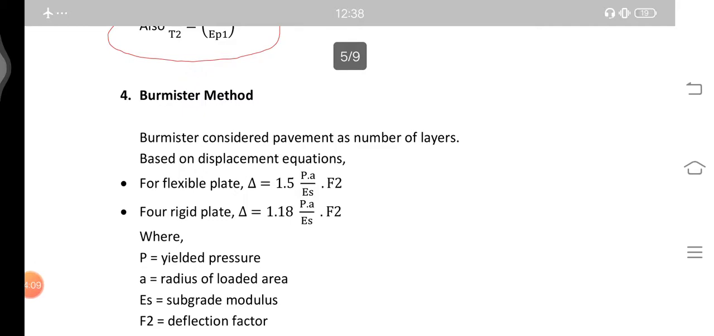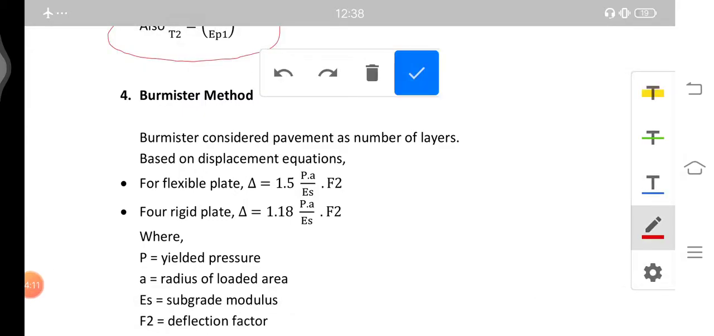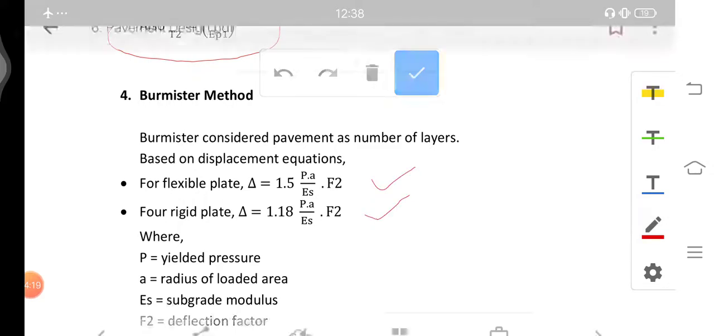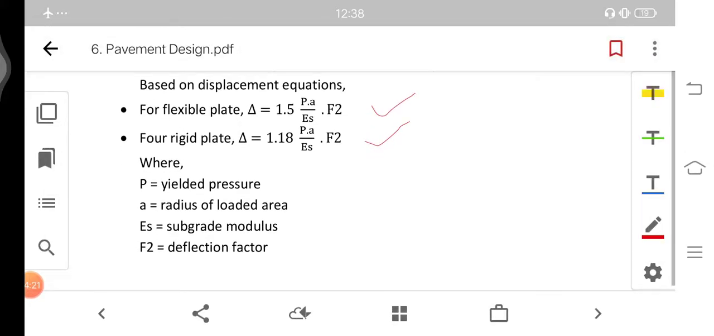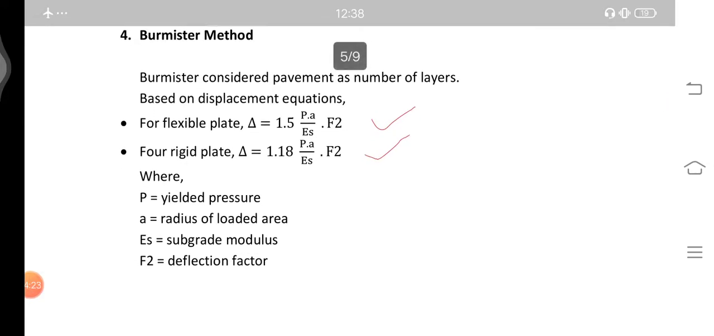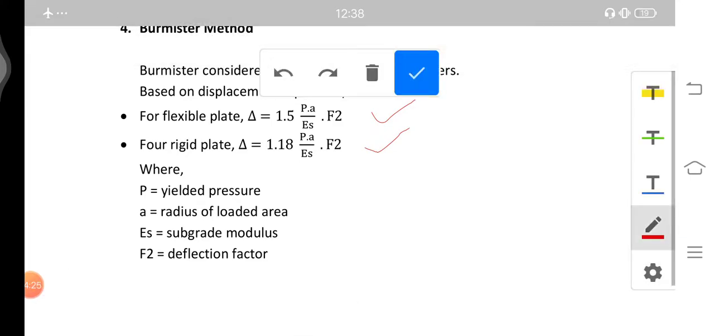Next is the Burmister method. For Burmister method, he considered number of layers, and based on displacement equation for flexible pavement, this is the formula, and for rigid pavement, this is the formula. And what he took into account is that P is the contact pressure, A is the radius of loaded area, ES is the subgrade modulus, and F2 is the deflection factor.